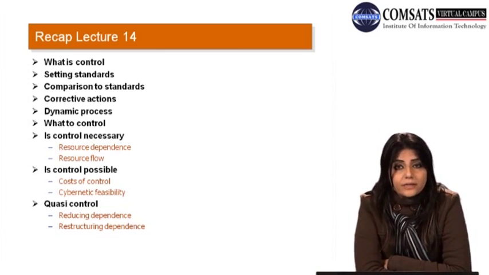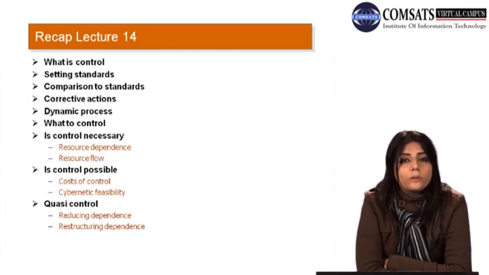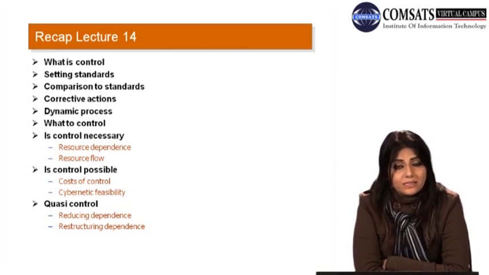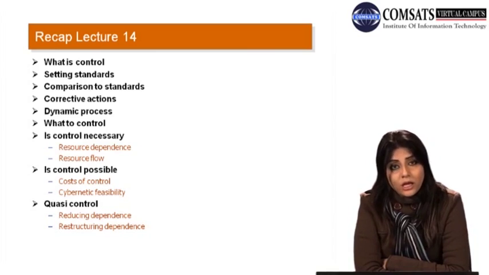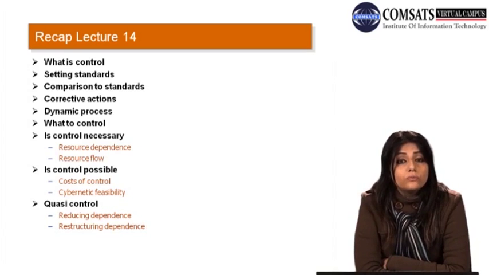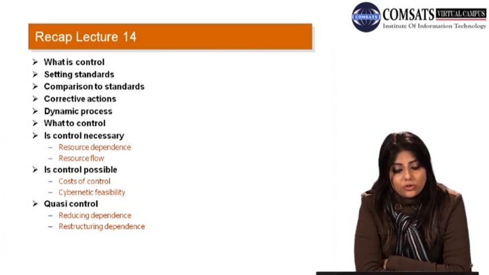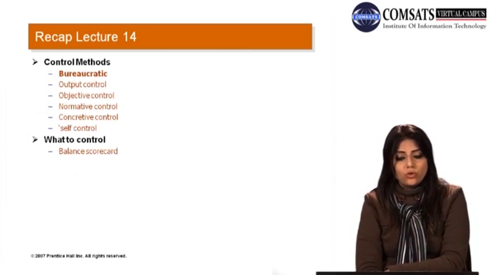So here I gave you the example of the planes. What they do is switch from the commercial to the private plane business, where they see there are more avenues. So they are just substituting commercial for private planes. And we saw how more control over resource flow is possible when you are restructuring your dependence, and you may not need to change your goals. So they are the different quasi control options.